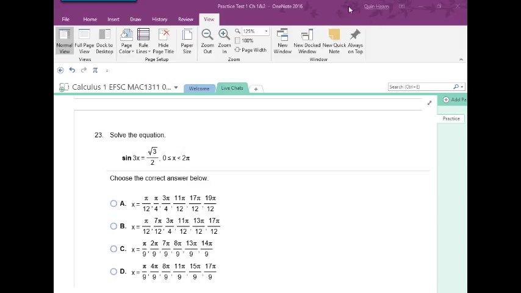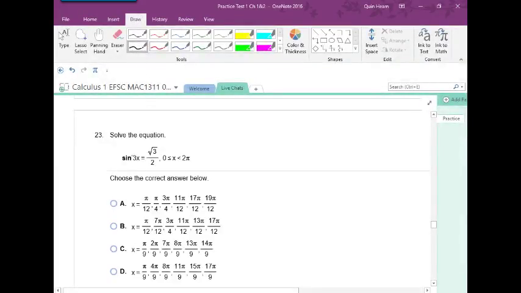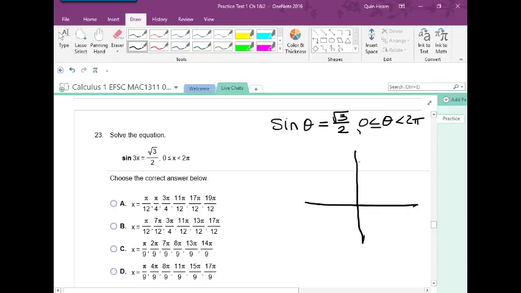Okay, so I'm going to solve this one where we have the sine. So let's pretend for a moment that we were solving the equation sine of theta equals square root of 3 over 2, where theta is between 0 and 2 pi. All right, you should recognize square root of 3 over 2 is a sine of a special angle, one of our angles that are multiples of 30, 45, or 60 degrees or 90 degrees, those special angles that are on our unit circle. All right, so let's think about our unit circle.